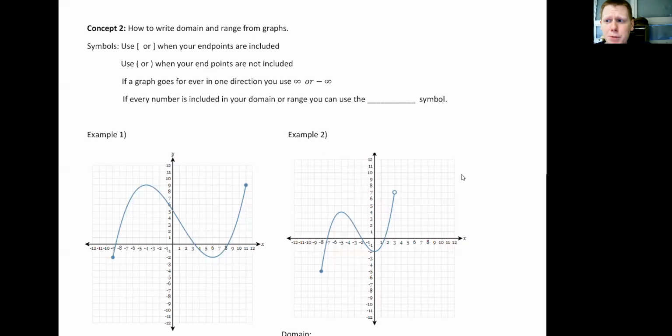All right, concept 2 is where it's probably going to get a little bit trickier. This will probably take a little bit to click for a lot of you, but just pay attention to what I'm saying and try your best with these.